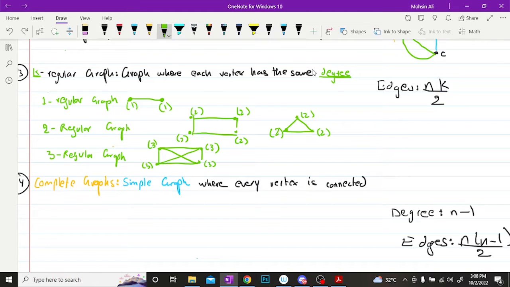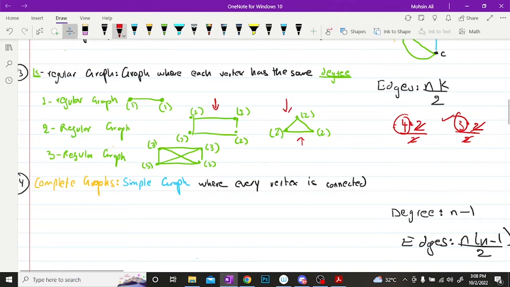So let's take this one and this one. The number of edges in this one is 1, 2, 3, 4. To verify with the formula, the number of vertices is 4 times the k value, which is 2, divided by 2, and that indeed gives you 4. For this one, the number of vertices is 3 times the degree, 2, divided by 2, and that gives you 3. So this checks out. That is the formula for the total number of edges.